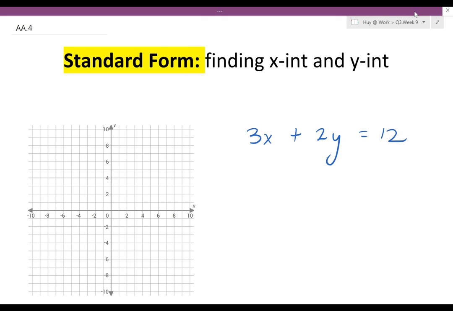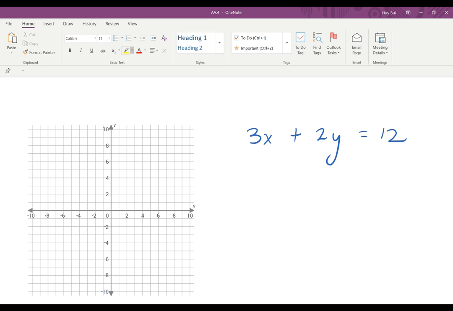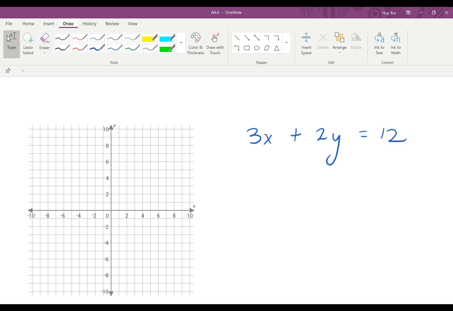Alright, hey, so this video is going to help you with specific types of problems that you'll see in assignment AA4. And these problems are ones where you have to graph equations that are in standard form. So one way that we can graph equations in standard form is to convert standard form into slope-intercept form. But there is another way, okay? And that is by finding the x-intercept and the y-intercept, alright?